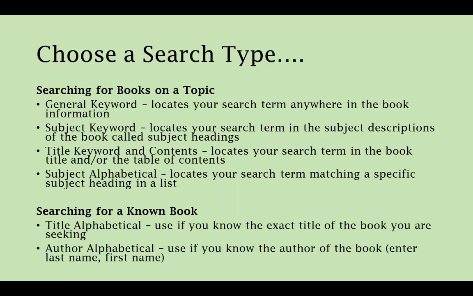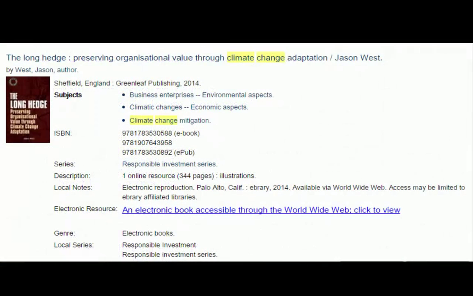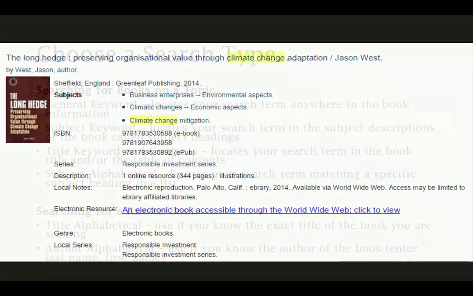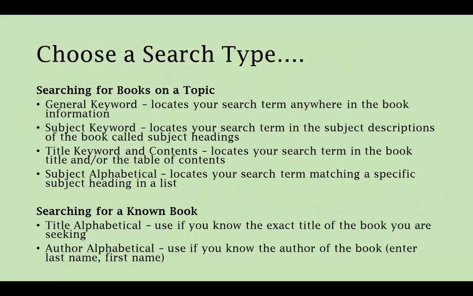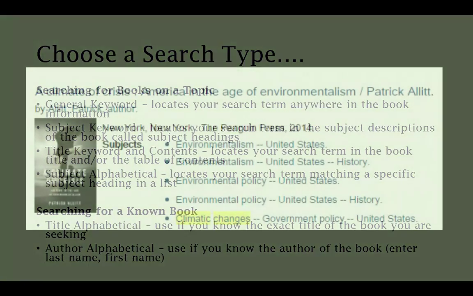You are given different search types at the Library Catalog search screen. I will describe each type briefly. The general keyword search looks for your typed keywords and phrases anywhere in the book's description, called a record. Subject keyword locates your search terms in the subject descriptions of the books, referred to as subject headings.